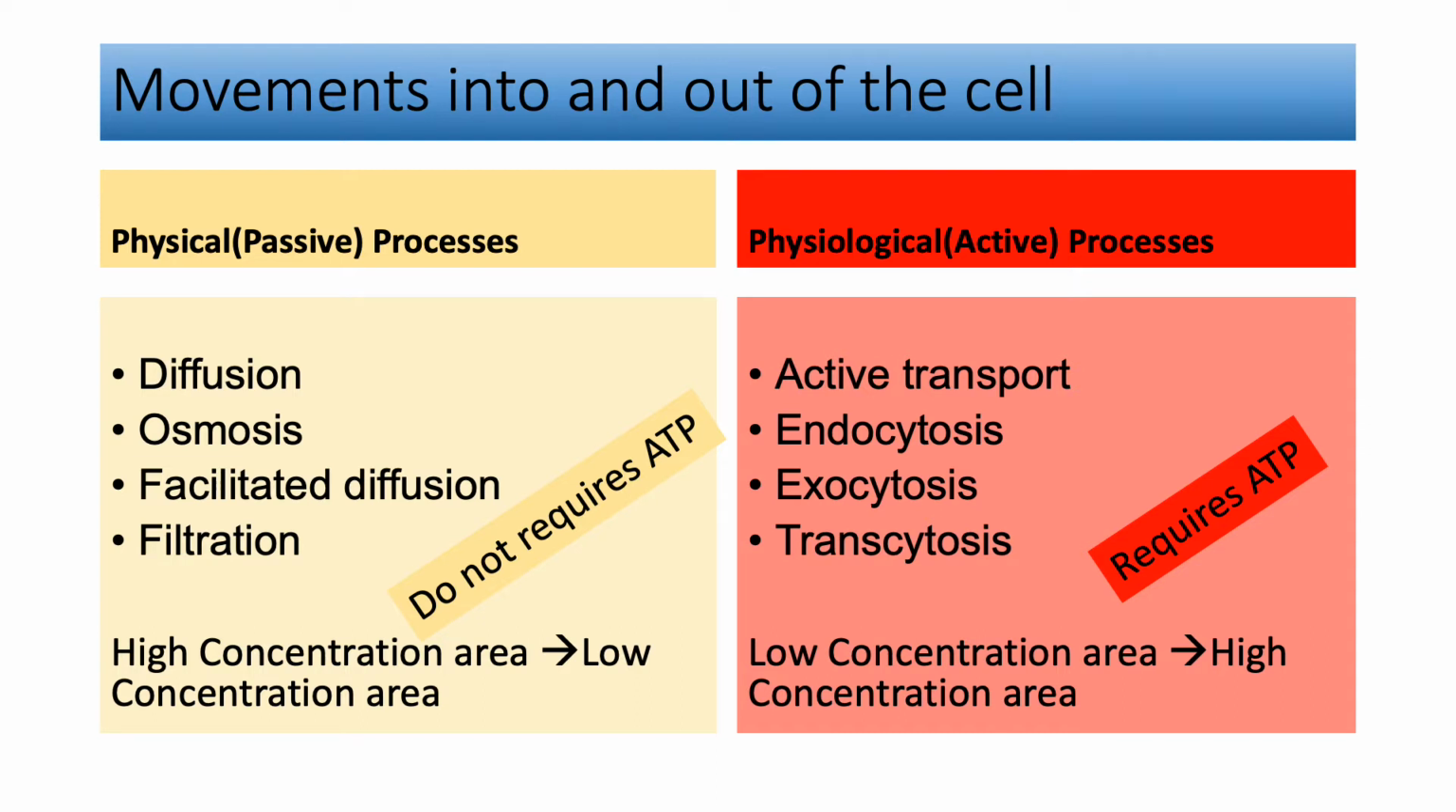What are the passive processes? We will discuss four different types of passive processes: diffusion, osmosis, facilitated diffusion, and filtration. We will discuss them one by one. We will define what they are, and we will give examples of what happens via these processes in the body. Active processes are active transport, endocytosis, exocytosis, and transcytosis. Again, you need to know the definitions and what type of molecules or cells use these processes. And you need to know the main differences between these two types of processes.